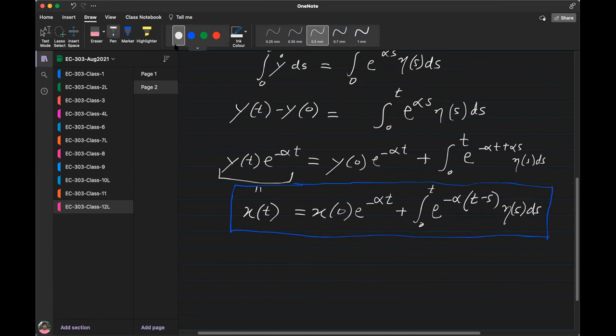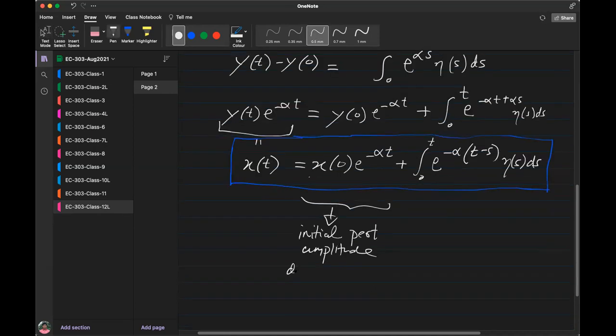So this is basically how the stochastic process is changing. If you know x of 0, the initial condition that you chose, this shows that the effect of the initial condition is given by this term. And what is that? It is decaying exponentially. The initial perturbation amplitude decays exponentially. That's what the first term is telling.